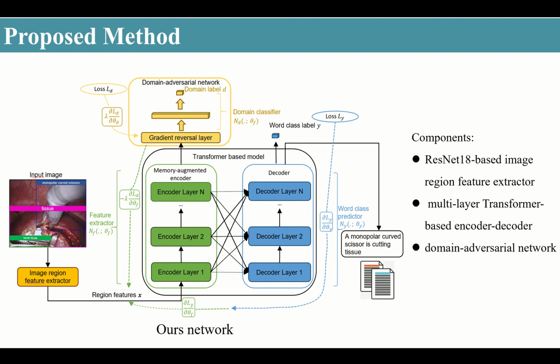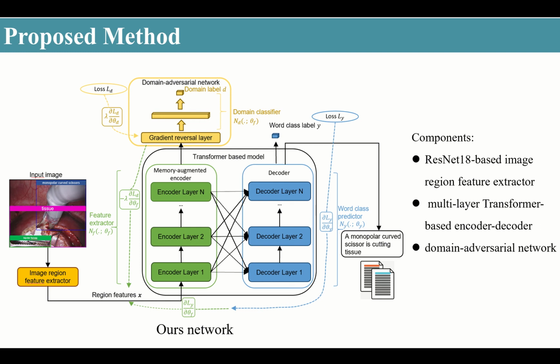The encoder block consists of a memory augmented self-attention layer and a feed-forward layer, and the decoder block consists of self-attention on words and cross-attention over the output of all the encoder layers. There are 3 encoder and decoder blocks stacked to encode the input features and predict the word class label.